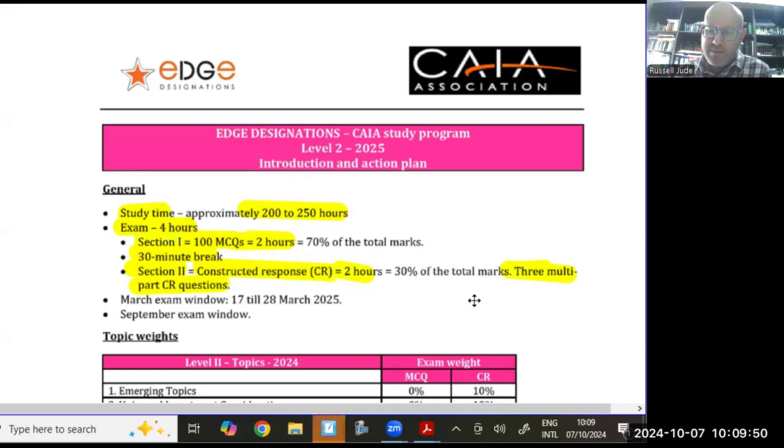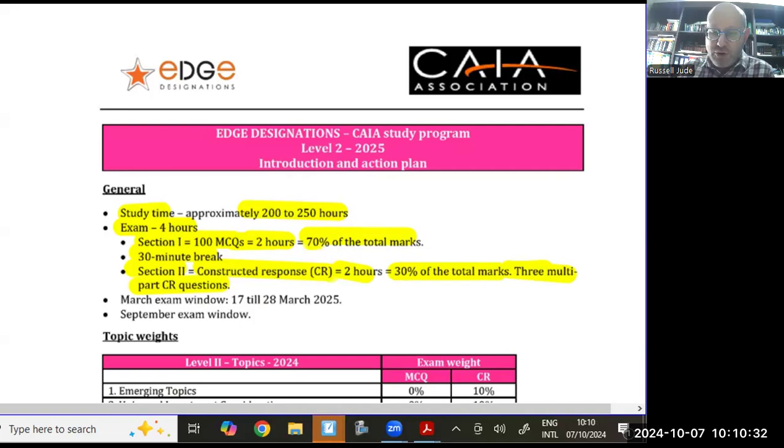The first exam section, 100 multiple choice questions, 2 hours, is worth 70% of your total marks. Exam section 2, which is your constructed response section, is 30% of the total marks, but both of them are 2-hour exams. Just by way of example, and everybody now in CAIA Level 2 is a little bit familiar with the CAIA Level 1 pass mark, what CAIA tell us is that at most, if you get 70% for this exam, you've passed. The pass mark might be a bit lower, but with 70% you are guaranteed a pass.